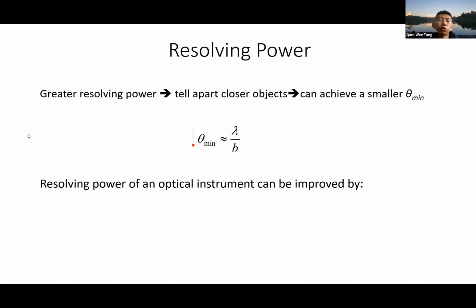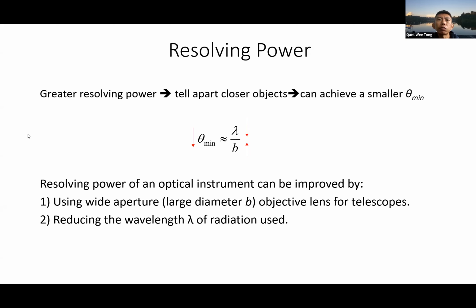And you look at this formula. If you want the resolving power, or this theta, to be small, what can you do? Sorry, the sequence got messed up. How can you get the theta minimum to be small? You can do it in two ways. You can make the lambda small, or you can make the b larger. That is just looking at the formula.